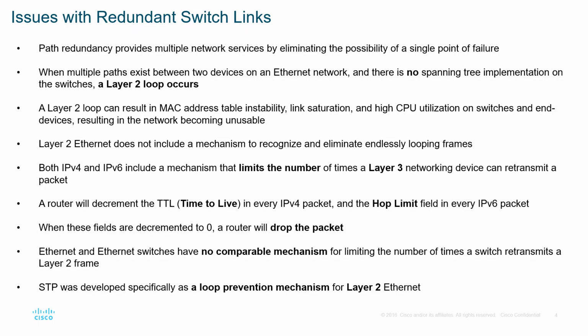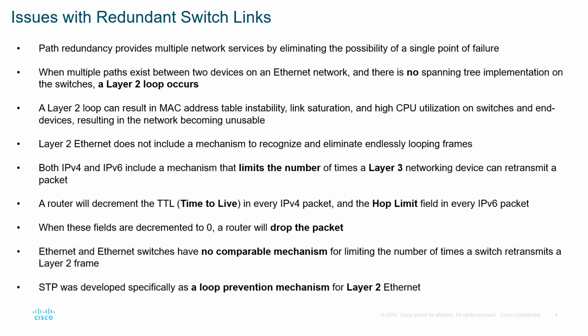So path redundancy provides multiple network services by eliminating the possibility of a single point of failure, which we know is always a great thing. However, when multiple paths do exist between two devices on an Ethernet network, and remembering that Ethernet is a shared medium, if there is no spanning tree implementation on the switches, then a layer 2 loop can occur. A loop can result in MAC address table instability, link saturation, and high CPU utilization on switches as well as your end devices, resulting in the network becoming unusable.